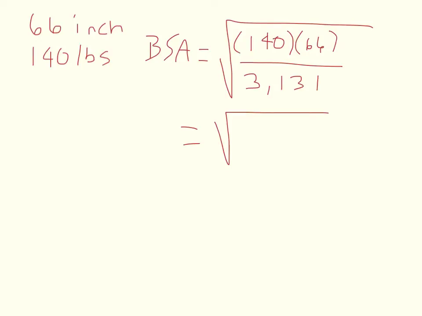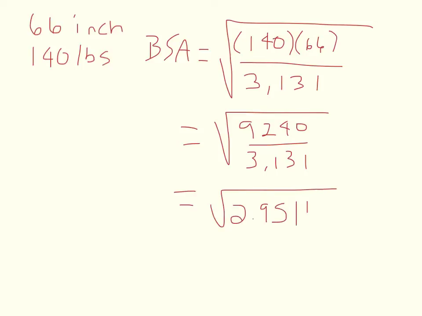So if we multiply 140 by 66, we get 9,240. We're going to divide that by 3,131, which is that constant. And we get a square root of 2.951133823. Notice how I am keeping as many decimal places as possible. The square root of that is 1.7 meters squared. Do not forget to give me the meters squared, because if you just tell me 1.7, that number has no reference point. So make sure you write that meters squared.